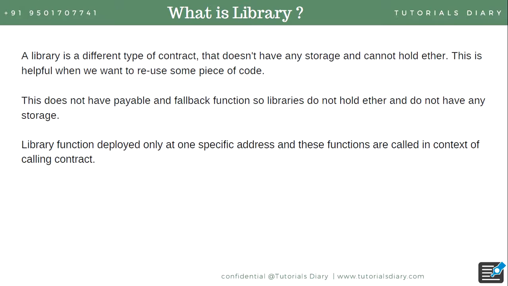So a library is nothing but a type of smart contract, but the only difference is that it does not have any storage. A contract will always have storage, but a library doesn't, and libraries cannot hold ether like contracts. As we talked about in another session, you can send ether to a smart contract by having a payable fallback function. But here, a library does not have any storage and cannot hold any ether. This is in contrast to the contracts which we have.